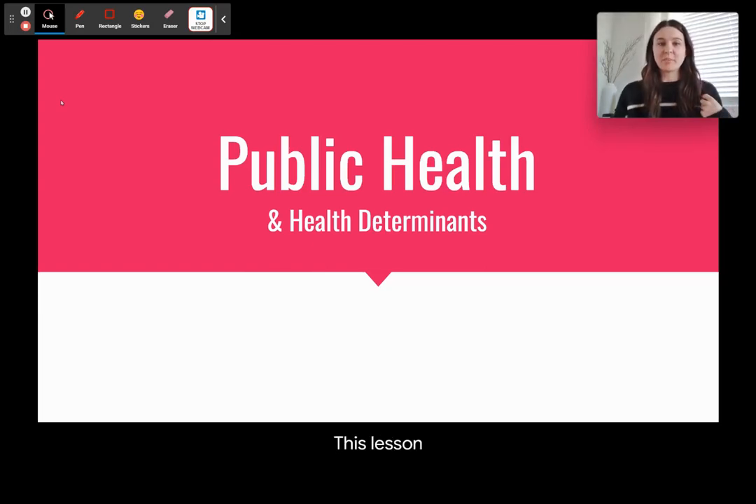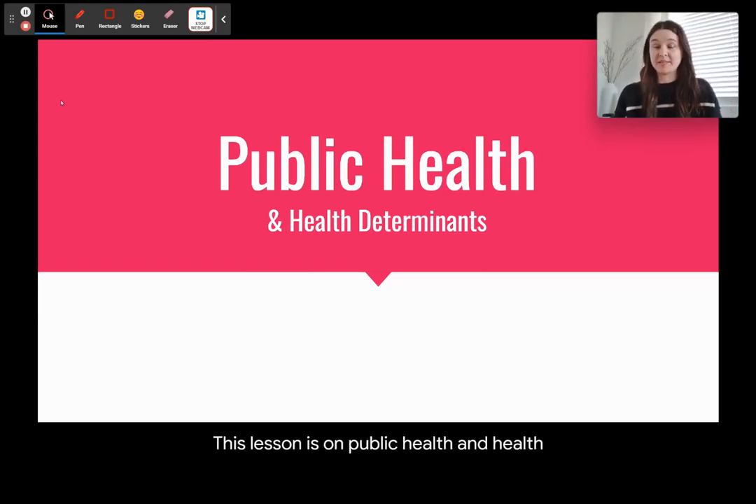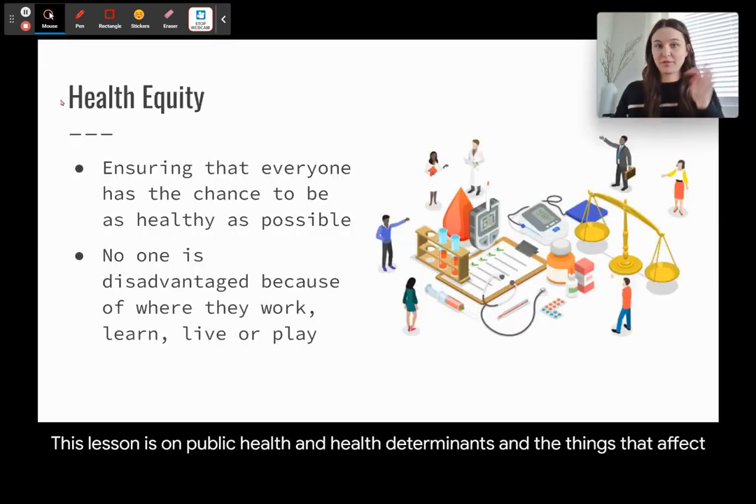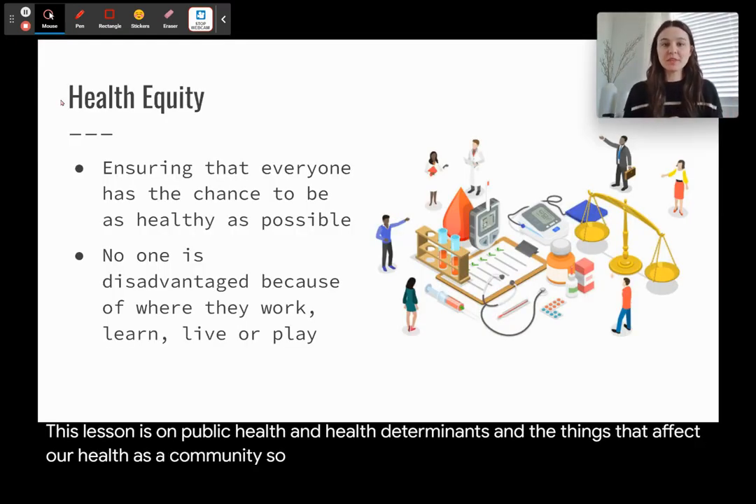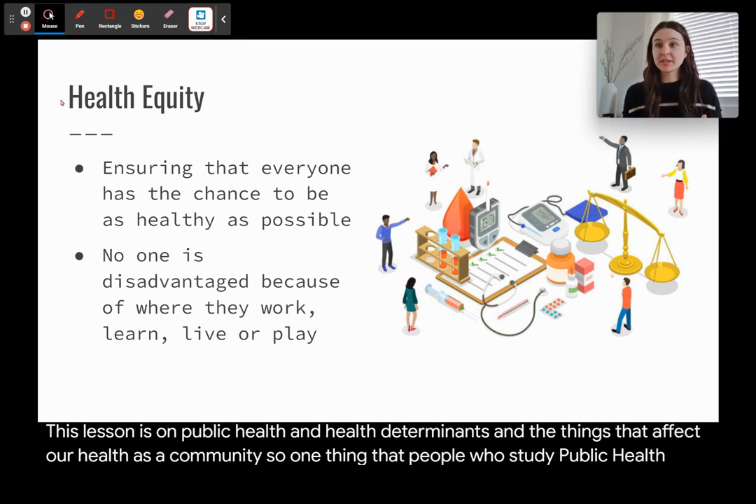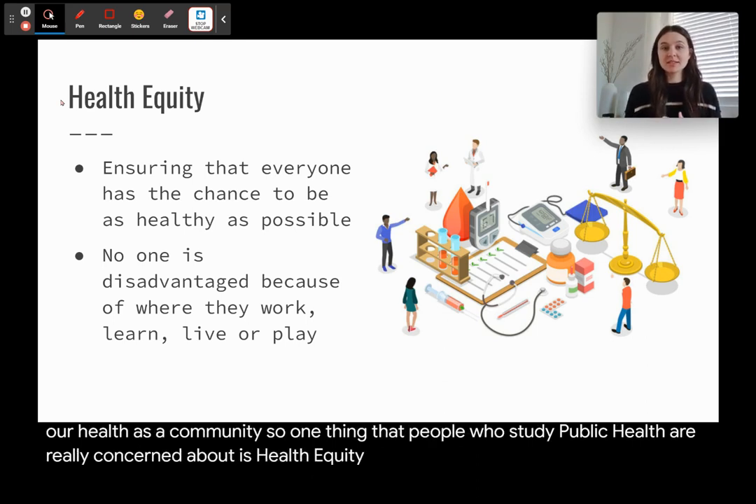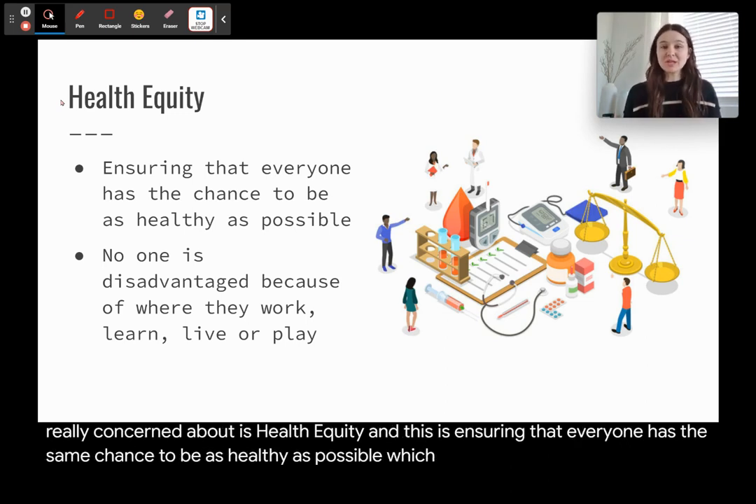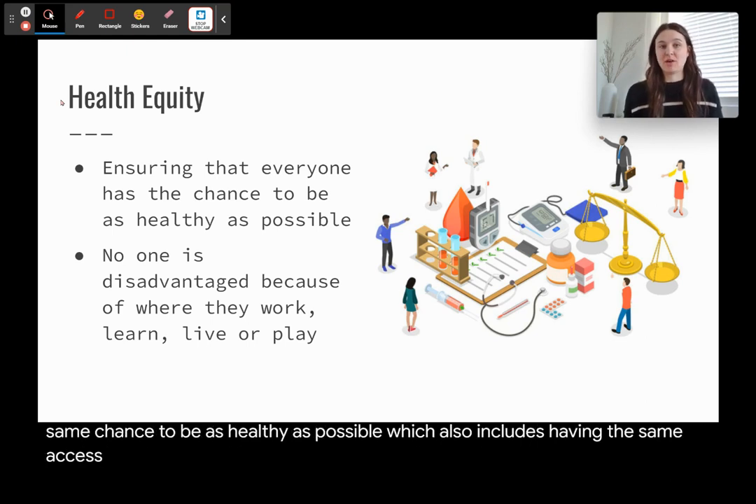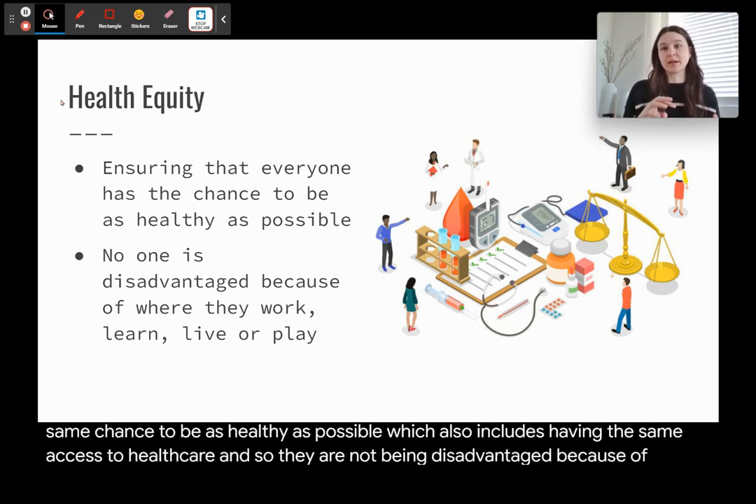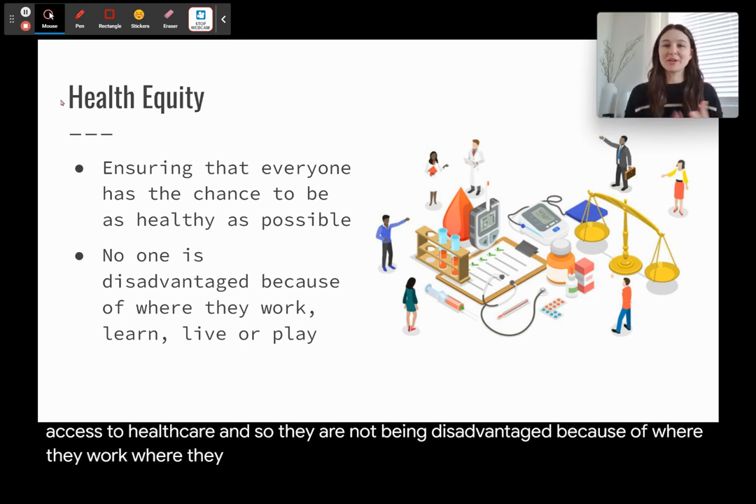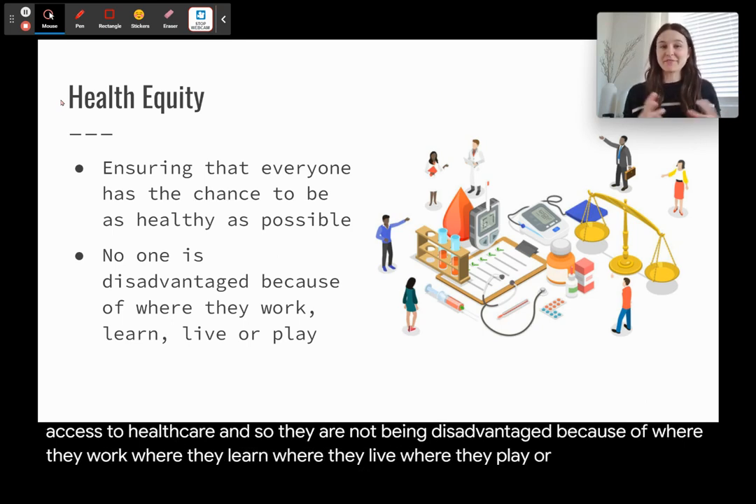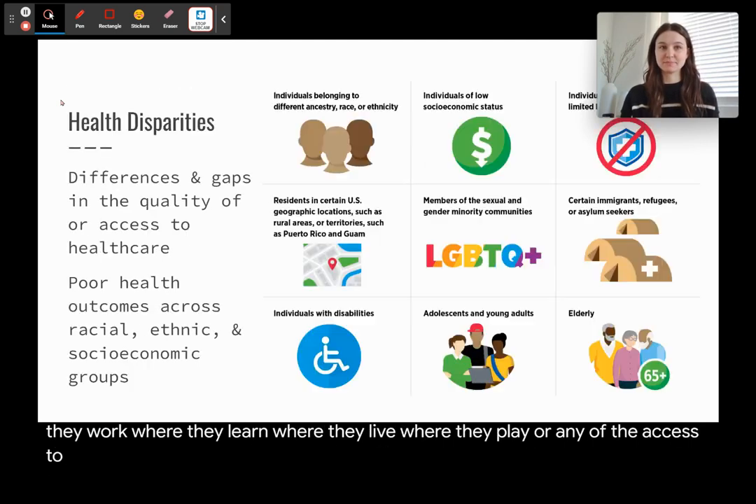This lesson is on public health and health determinants and the things that affect our health as a community. So, one thing that people who study public health are really concerned about is health equity. And this is ensuring that everyone has the same chance to be as healthy as possible, which also includes having the same access to healthcare. And so they're not being disadvantaged because of where they work, where they learn, where they live, where they play, or any of the access to those things.